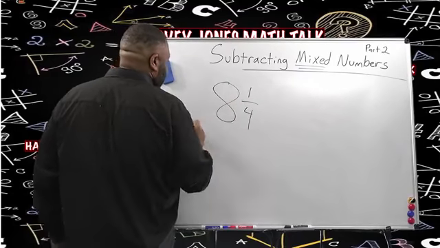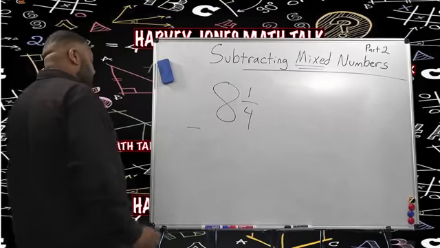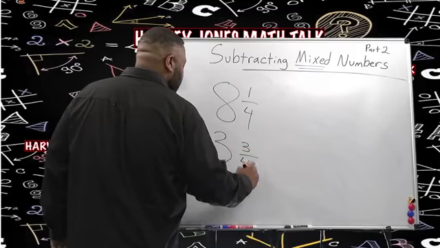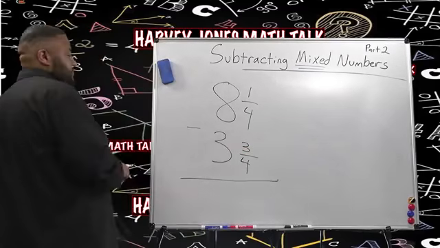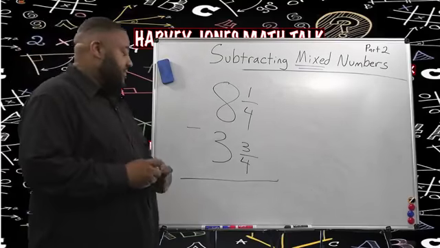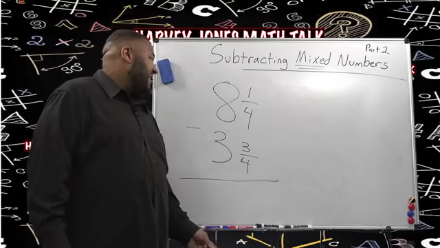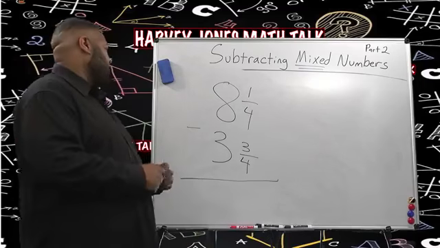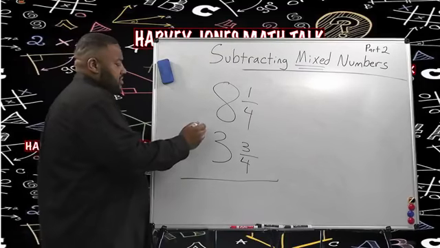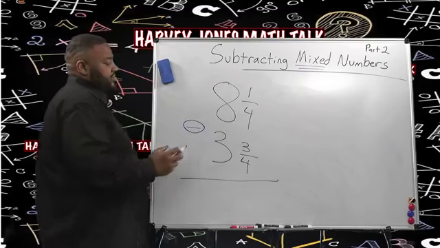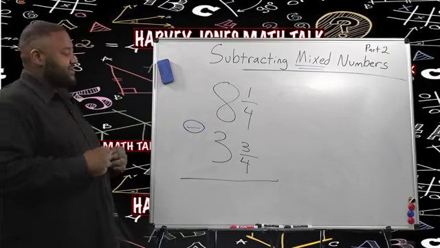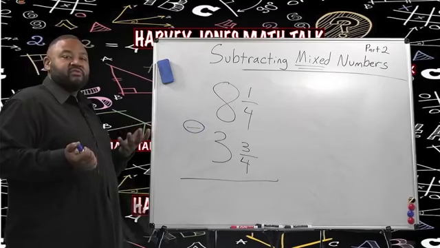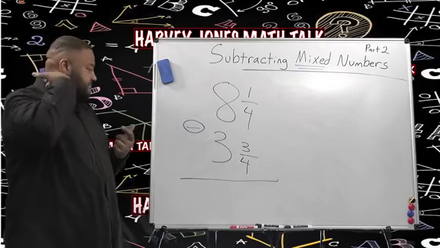Eight and 1/4 minus 3 and 3/4. Write that down in your notes for me. You got 8 and 1/4 minus 3 and 3/4. First thing we want to do is subtract. What I do, I circle my operation.